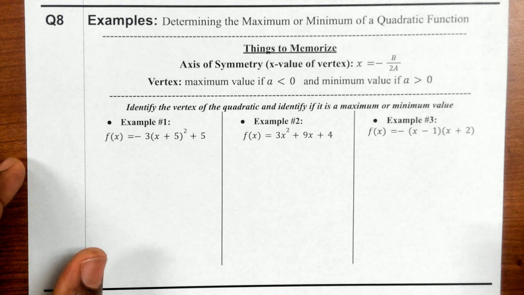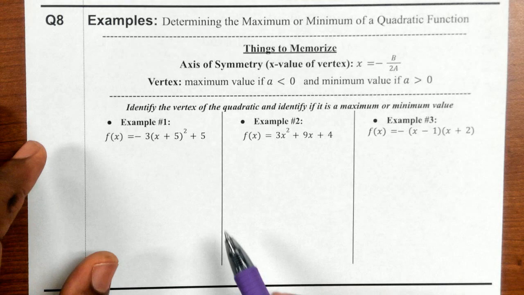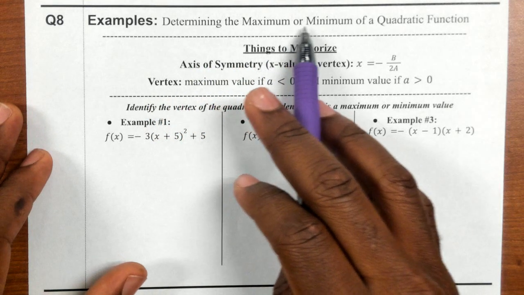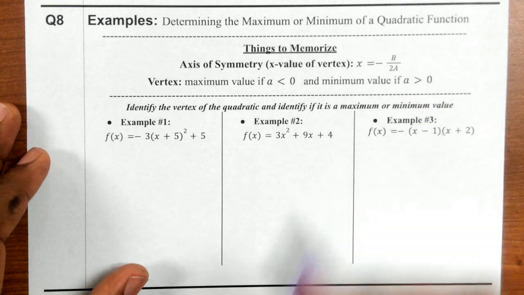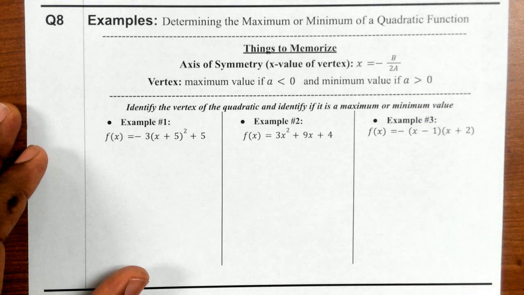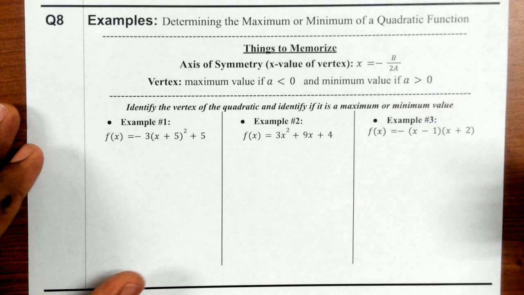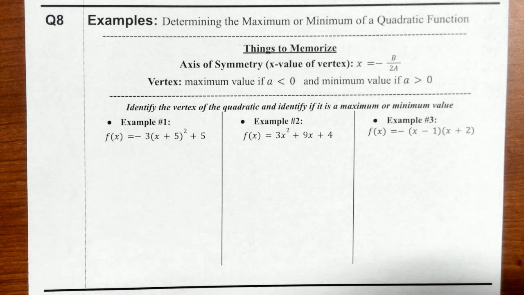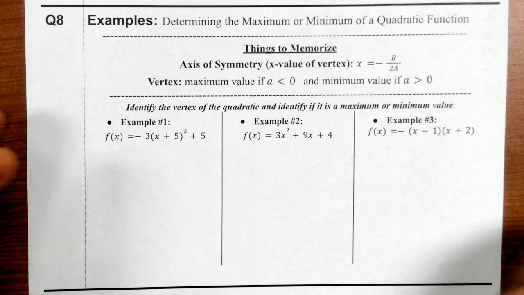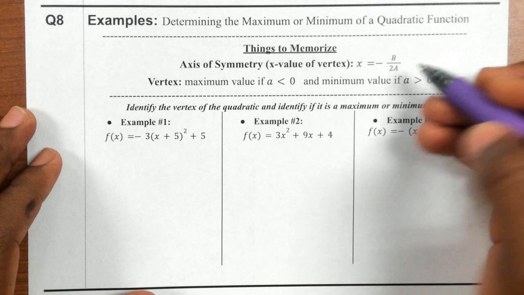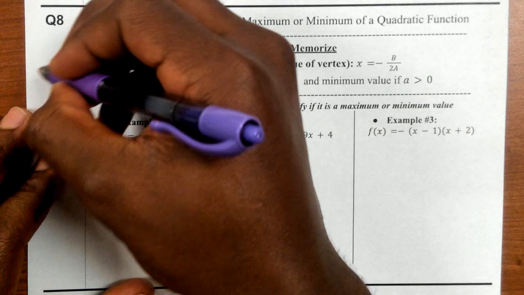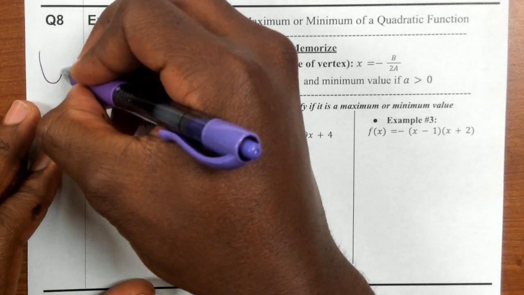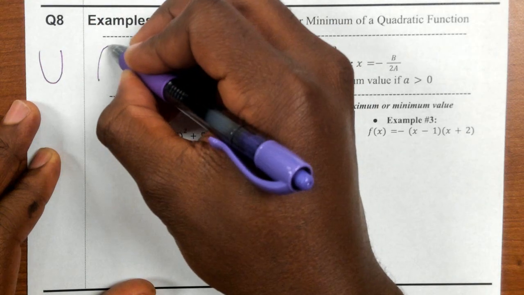Question number 8. So question number 8, guys, wants us to determine the maximum or minimum of a quadratic function. When you want to find the maximum or minimum of a quadratic, we need to first know what a quadratic function looks like. A quadratic function is represented by something called a parabola. A parabola is either a U or an N shape.